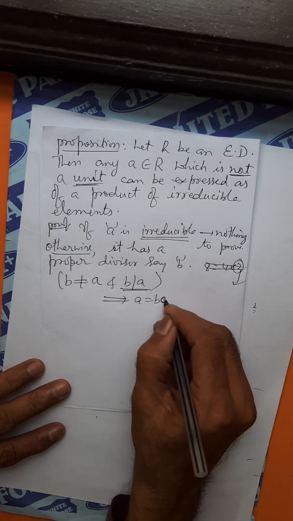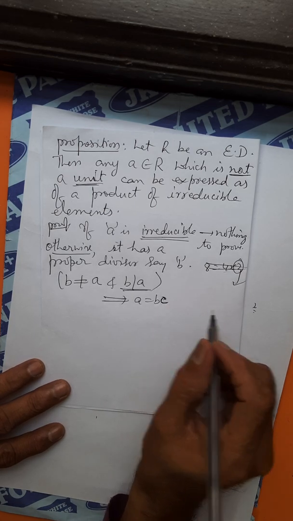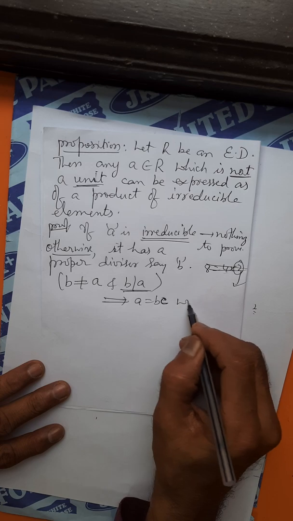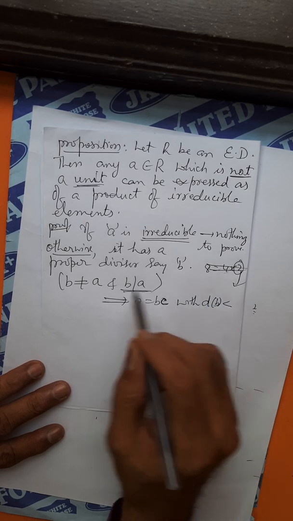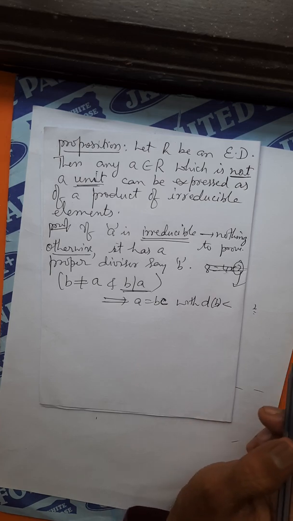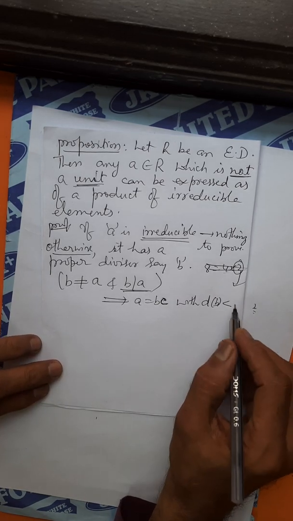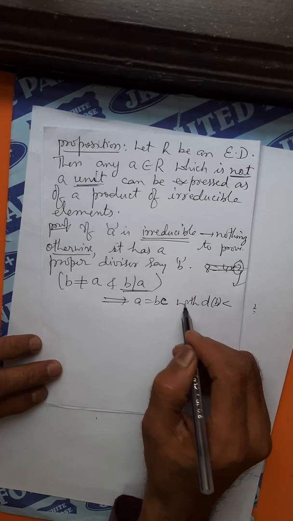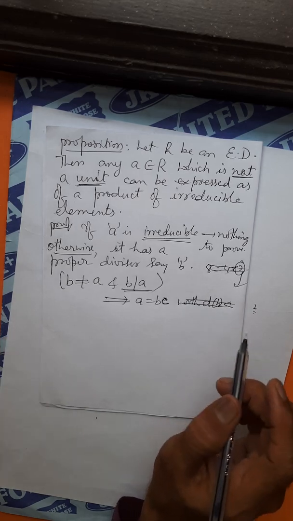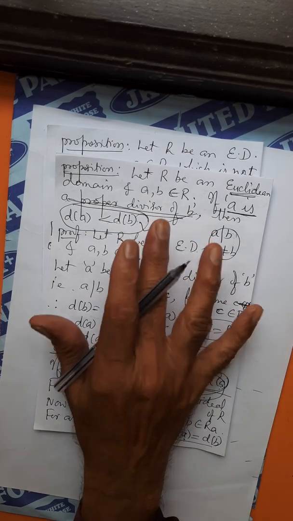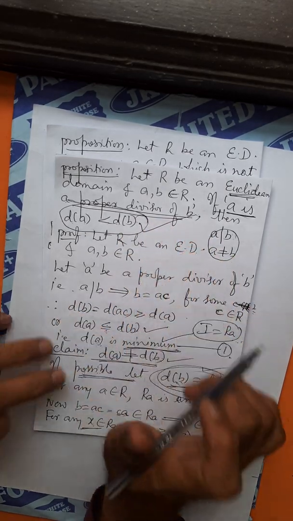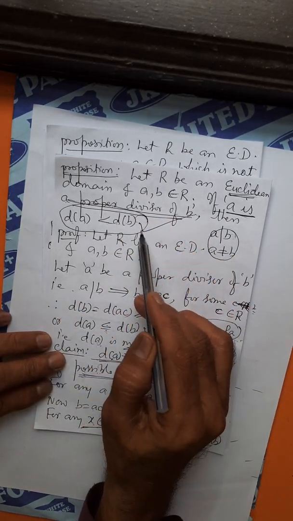If A equal to BC, right? With the D value of B less than D value of A, one minute, by a proposition... one second. Please look at the previous proposition. We are using this proposition at this stage.